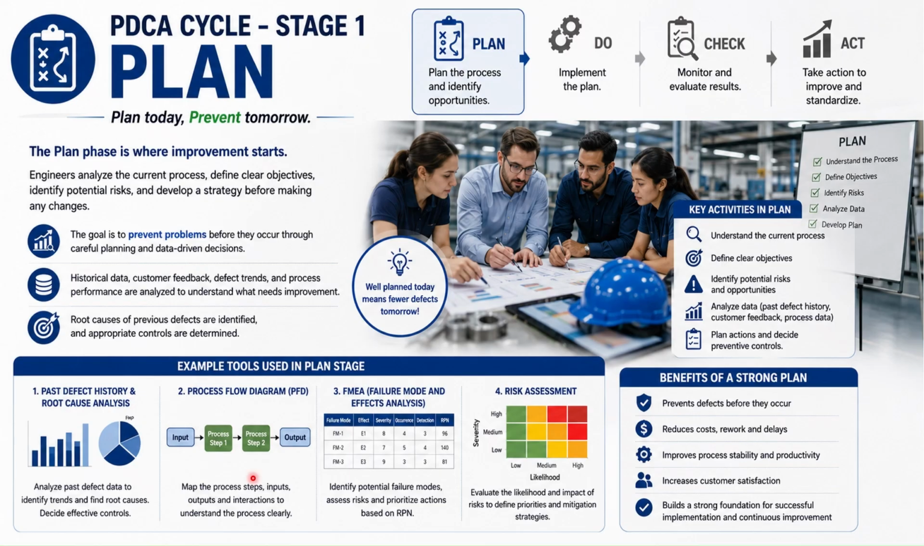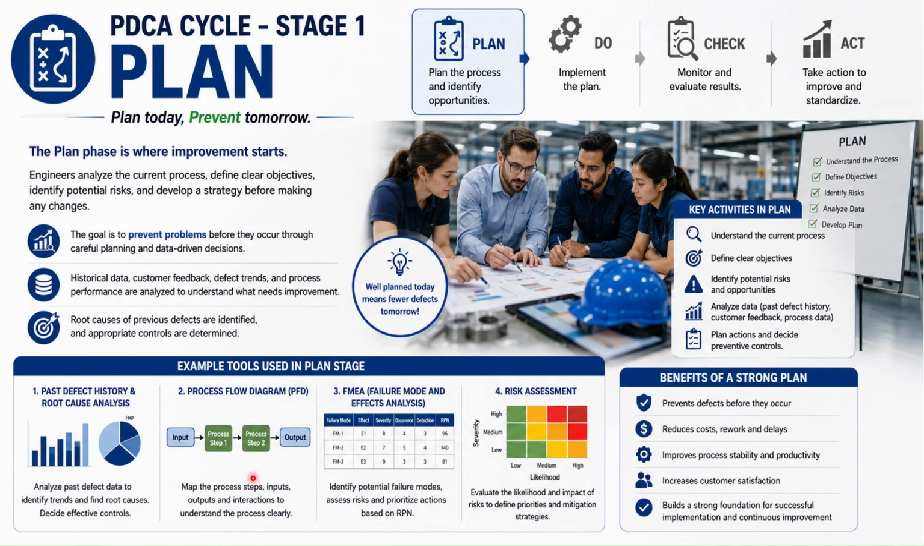Every successful improvement begins with a solid plan. That's exactly what the plan stage is all about. Before implementing any changes, engineers first understand the process, define clear objectives, identify potential risks, and create a structured improvement plan. Rather than waiting for problems to occur, the focus is on preventing them before production even begins.